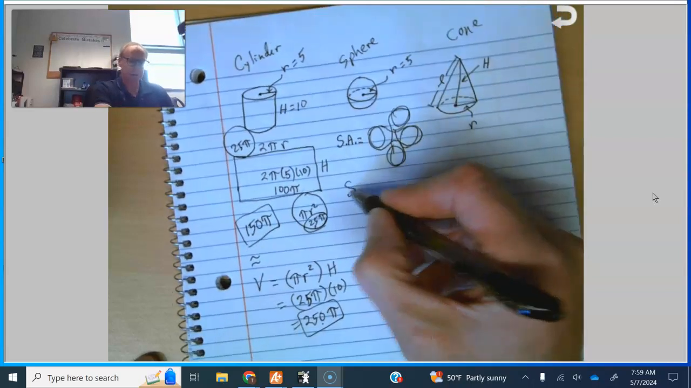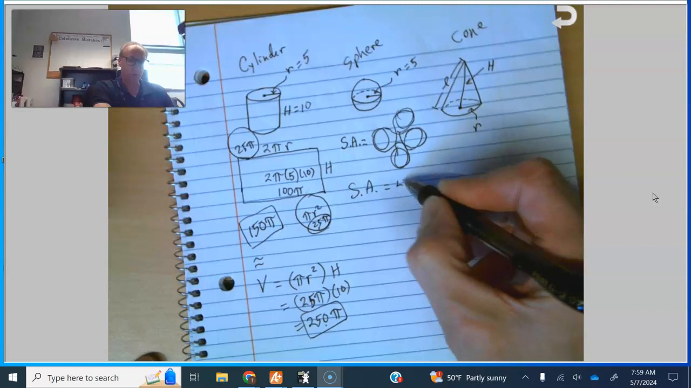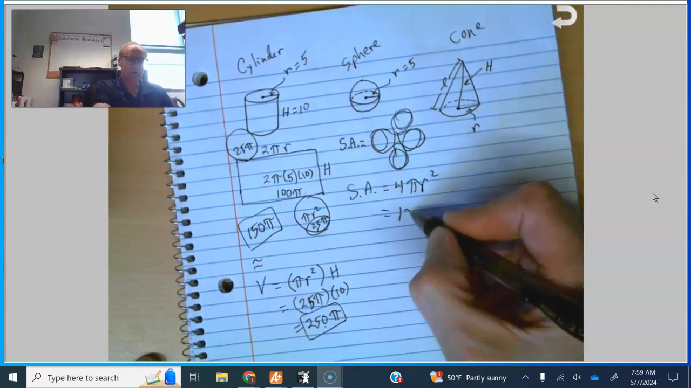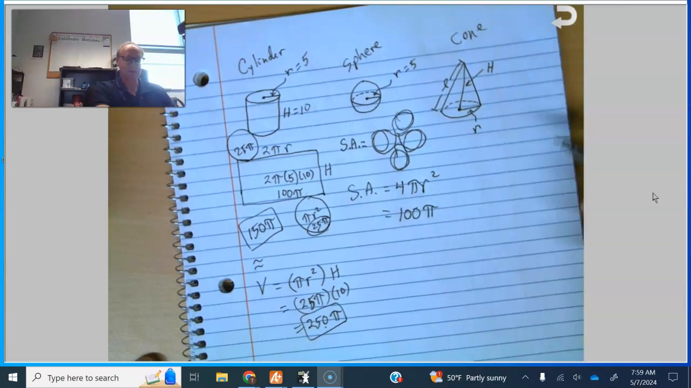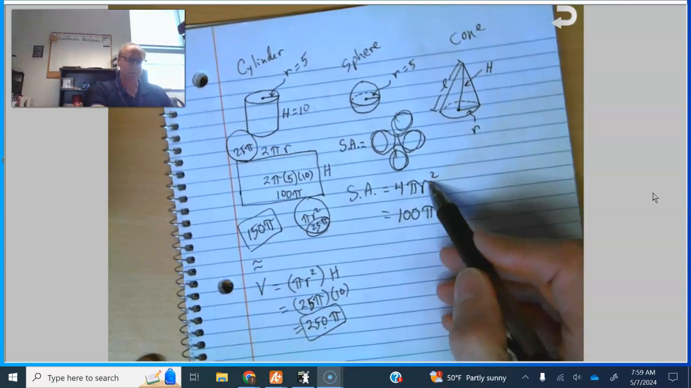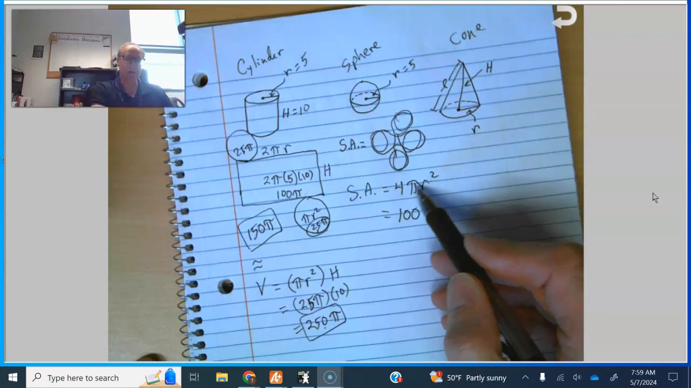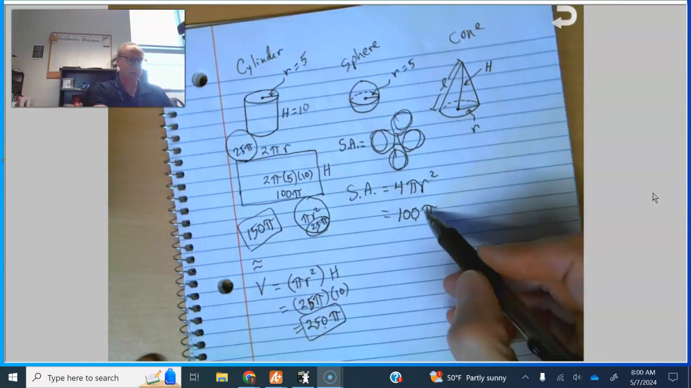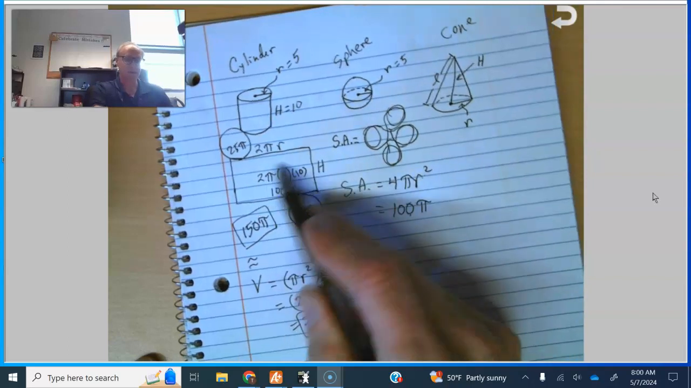So the surface area is exactly 4 pi r squared. And in this case, we're looking at 100 pi. Interesting that the 5 squared gives me the 25 pi times 4, and it just so happens that this one and this area is the same.